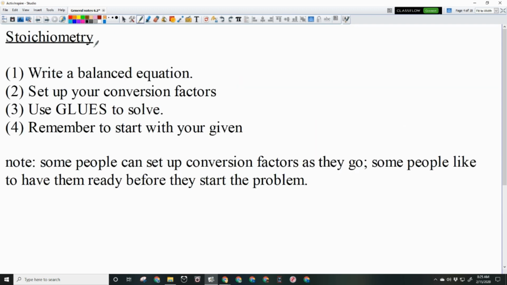All right, so stoichiometry is the same process. I need you to pause the video and write down these steps, because these are the steps that we're going to use in these chemical equations. I did put a note down here. Some people can set up their conversion factors as they go, as they're solving the problem, and some people like to have them already set up before they start the problem. I'll work it both ways just to show you, so you can choose whichever way is more convenient for you and fits your learning style.